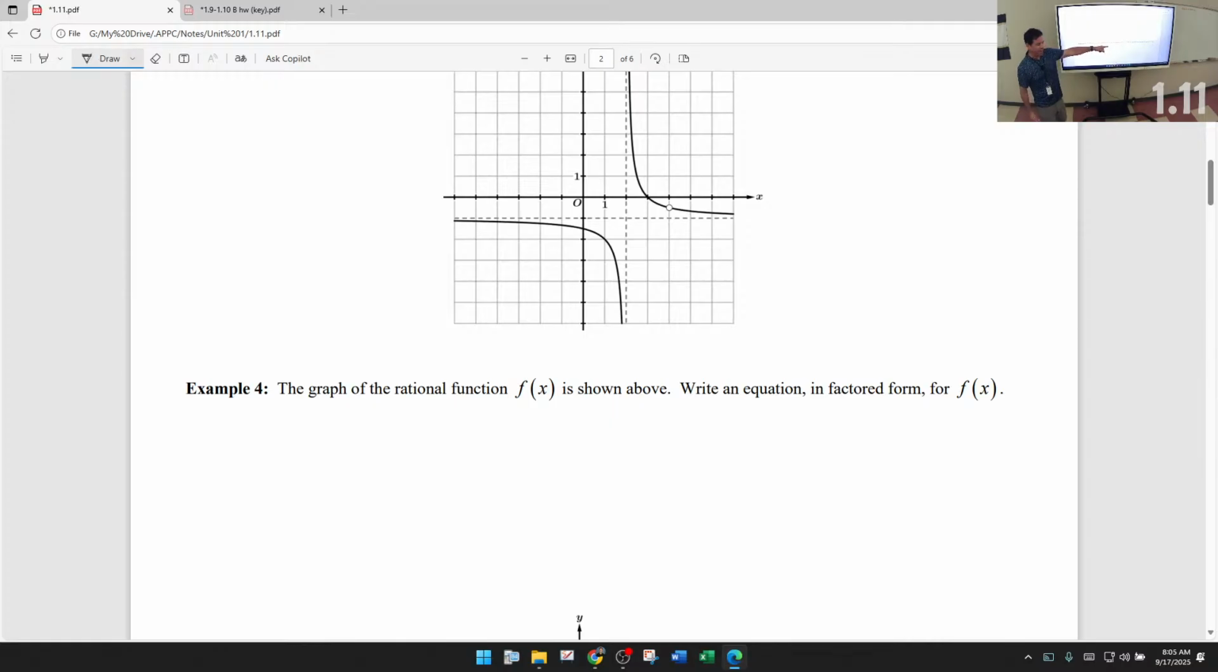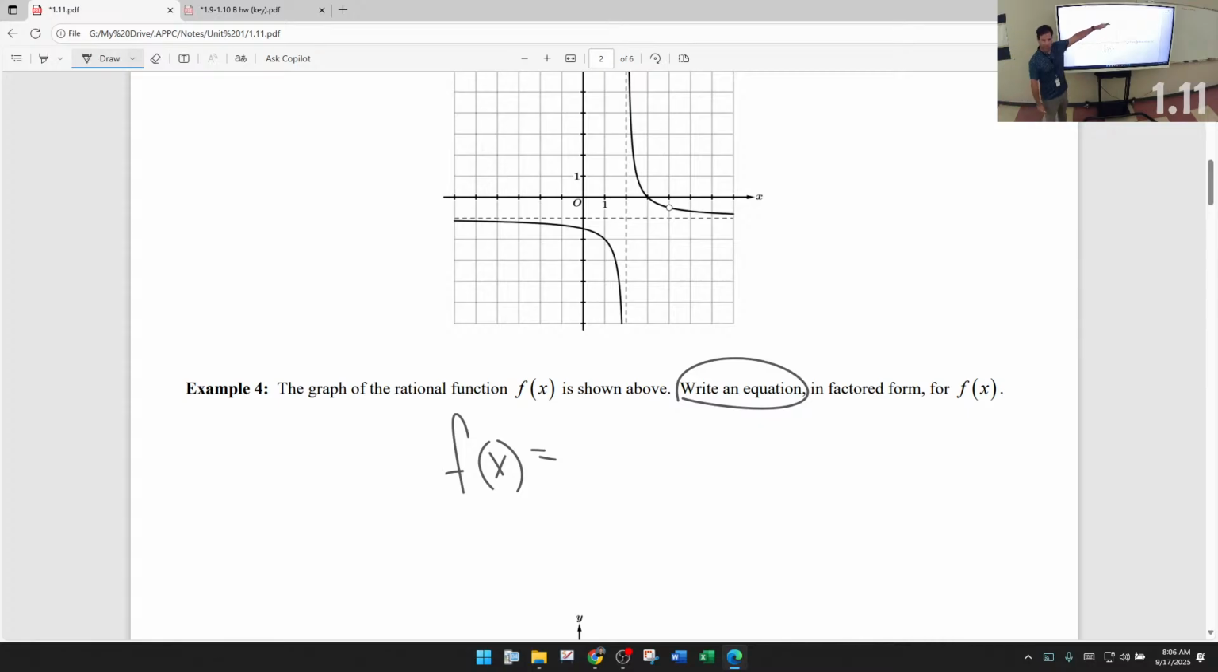Write an equation in factored form for f of x. Luckily, it's in factored form. Okay? When I see write an equation, I'm almost going to go right in and do that. Right? Because if you don't do that, it's wrong.